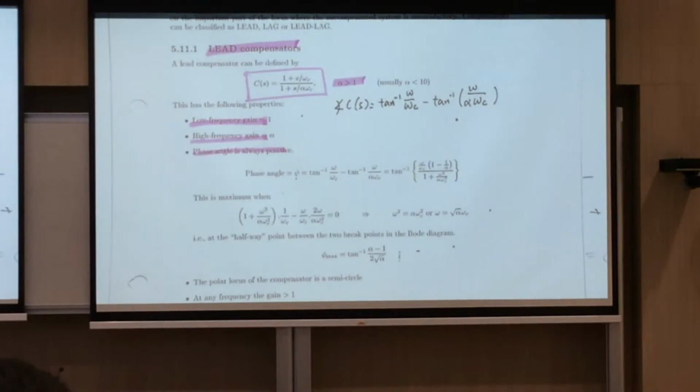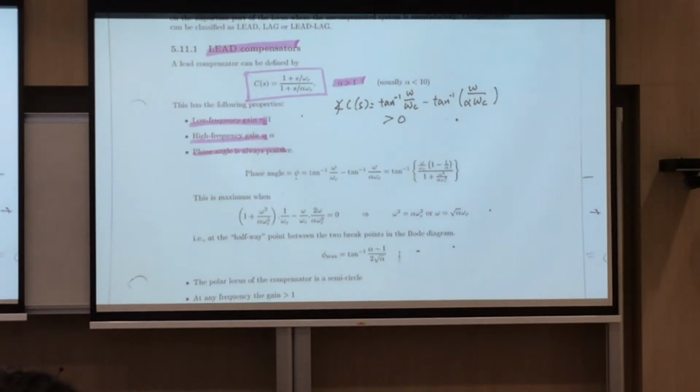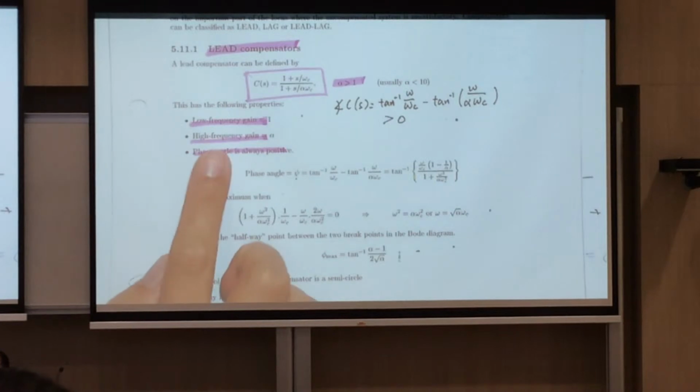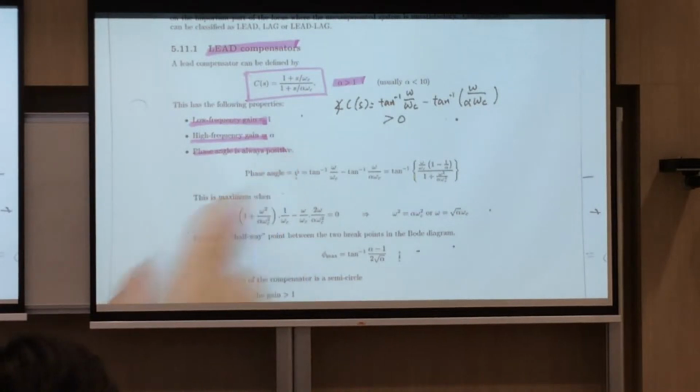Punch into your calculator, you will see that this is always bigger than 0. All you need to do is assume some values and punch it into your calculator. So in this format, the phase angle is always positive. You can have different omega C, different quantum frequencies, but the phase angle is always positive.